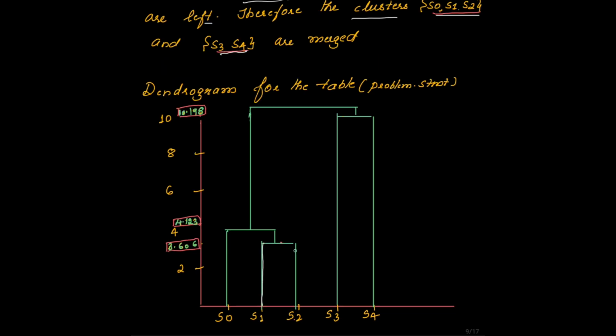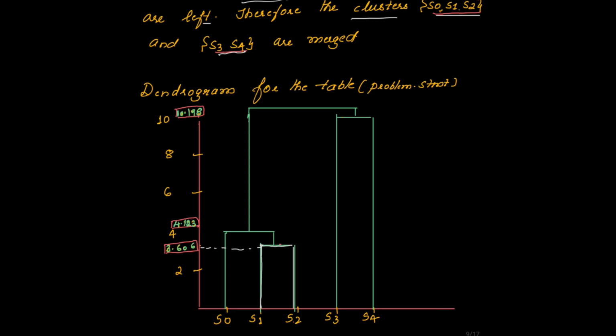Okay, this is S1 and S0. This height you are getting is 3.606. Whatever distance you computed between S1 and S0, we have to start sketching the dendrogram with the minimum value. The minimum value is 3.606, which is the distance between S1 and S0. So you are writing S1 and S0, and this height, how do you decide? This is your value here, the distance value on the y-axis, 3.606.